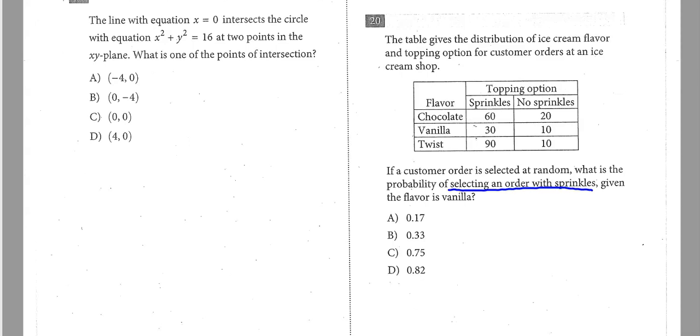Here's the most important part. Given, so this is going to be our bottom number, given the flavor is vanilla. So we're only looking at vanilla, so there's only 40 possibilities there. And what's the chance that we're going to select an order with sprinkles? Well, with sprinkles, that's 30 out of 40. So that would be a 75% chance, 0.75, correct answer, C.